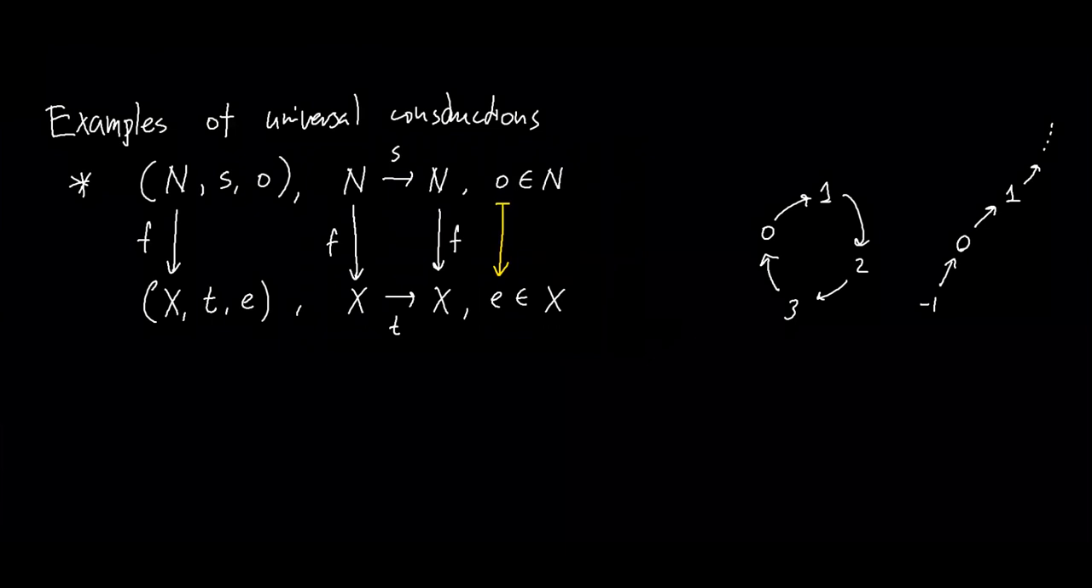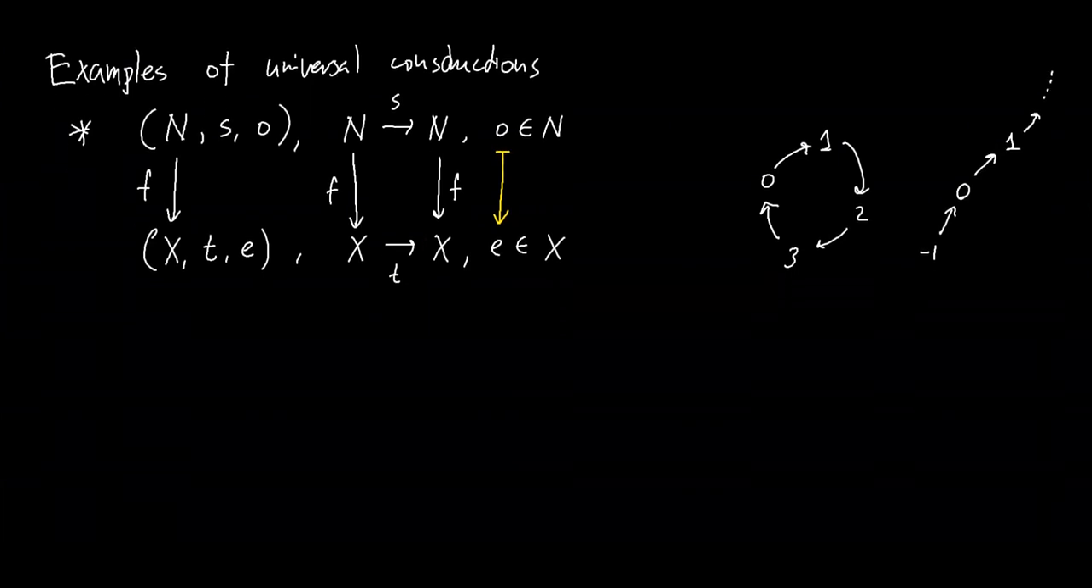And then, of course, you define composition just by composing the functions, the F's. And it turns out that it works out. It's not difficult to check that the composite of morphisms of counting systems will still be a morphism of counting systems. And also, it's not difficult to see that the identity maps will always be morphisms, which gives us a category. And then we take the initial object in this category.